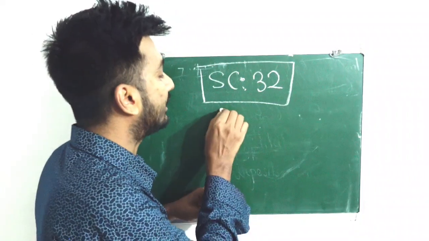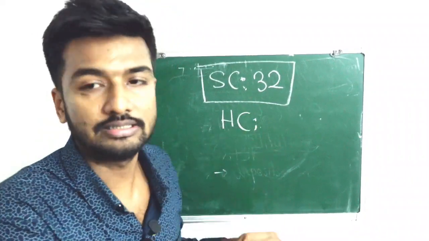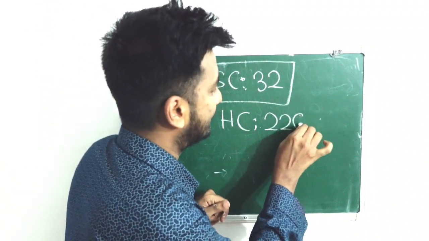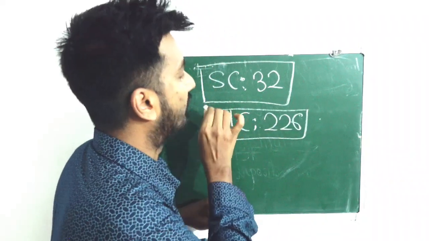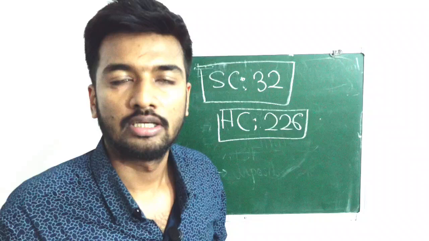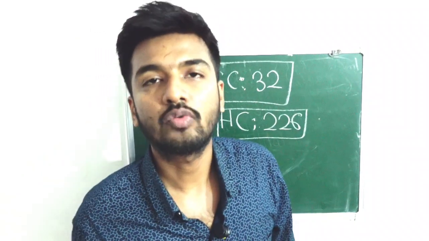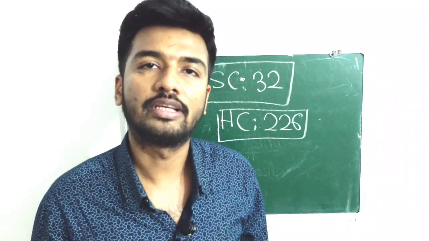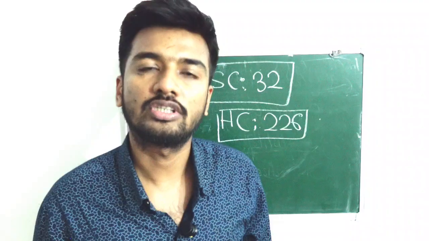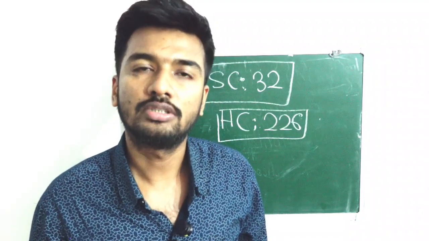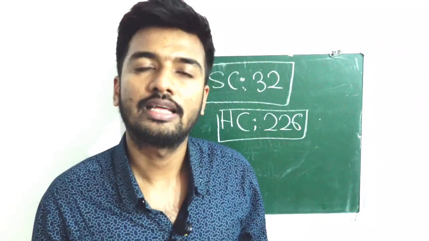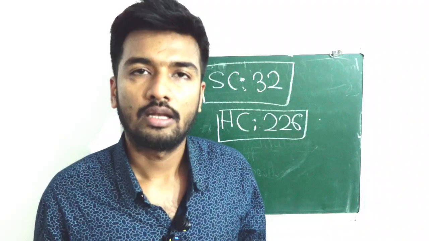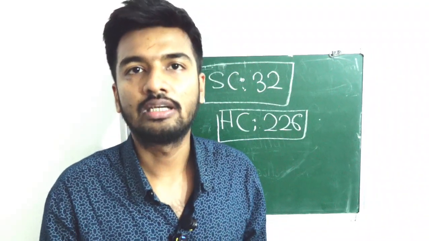Now, what is the article in the High Court? In the High Court, it is 226. These 2 articles are very important. Now, what are the fundamental rights? There are 6 fundamental rights: right to equality, right to freedom, right against exploitation, right to freedom of religion, educational and cultural rights, and right to constitutional remedies.